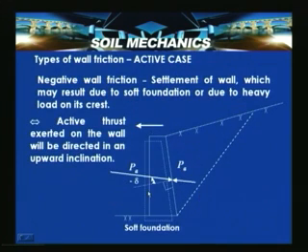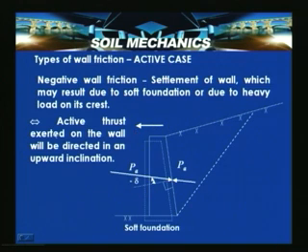Let us see the next slide. Assume that the wall is resting on a soft foundation. In the previous case, the positive wall friction active case, the wall is assumed to rest on a firm foundation. In this case, the wall is assumed to rest on a soft foundation, or at the crest a heavy load has been applied. So negative wall friction causes settlement of the wall, which may result due to a soft foundation or due to a heavy load on its crest.